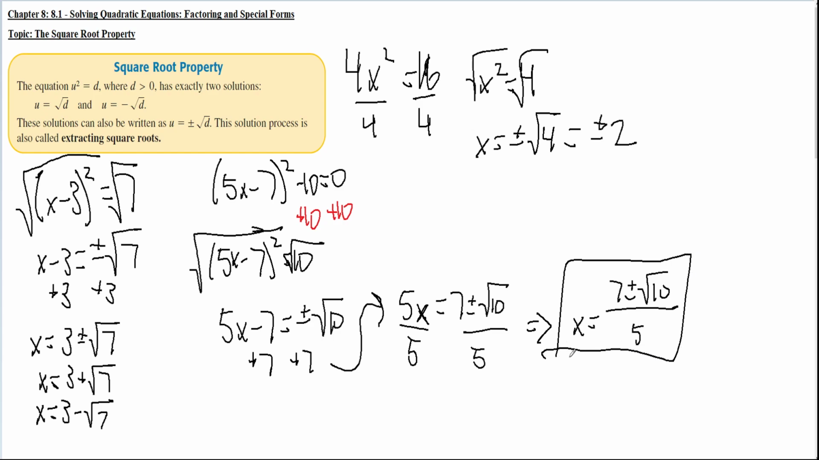Okay, that does it for this video. In the next one we will discuss quadratic equations with complex solutions. So it's there that I imagine we'll begin to see some of our special forms that this section points out. Alright, see you next time.